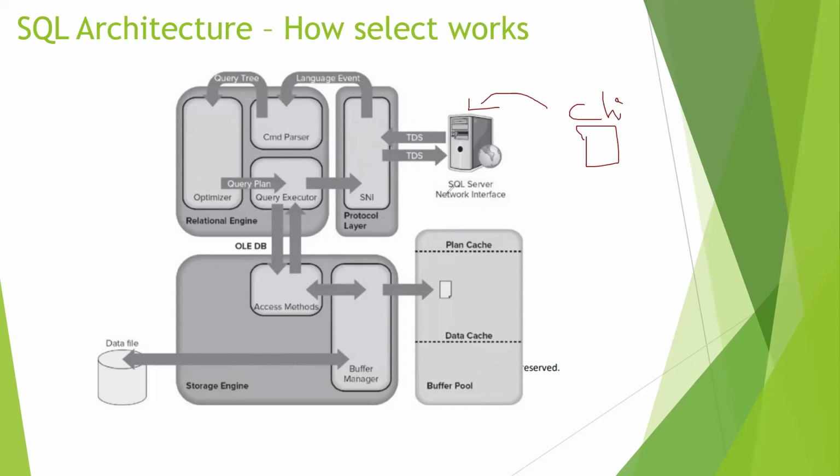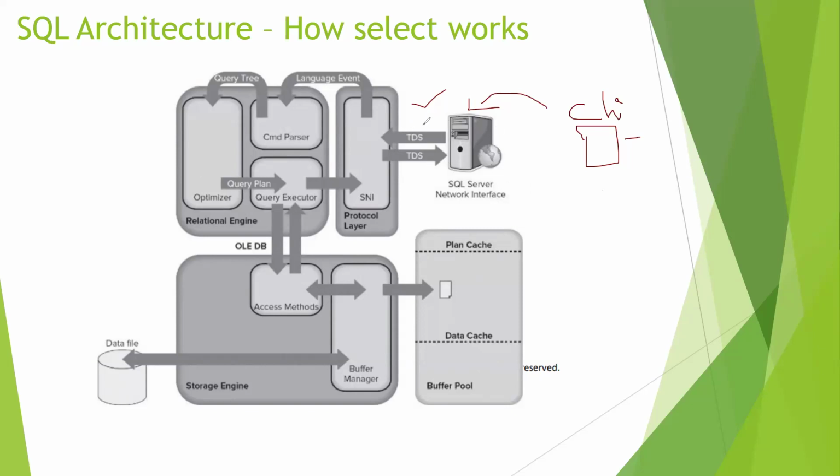right? So the command parser, and the client and the server listen on the same protocol. Let's say, for example, the client is connected through the network, TCP/IP. The server also should listen on TCP/IP. So both will do a kind of handshake using the same protocol, TCP/IP. If it is named pipes, named pipes, right? So it connects using the same protocol, client and the server.